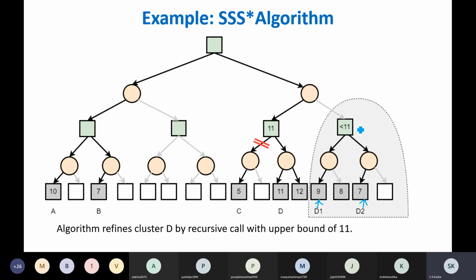And this is the new upper bound because 8 is better than 9. So therefore this value is less than 11. So therefore the new value will be 8. What about this right part? The T2 part? What about the D2 part?